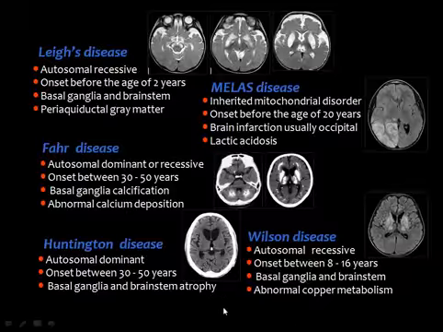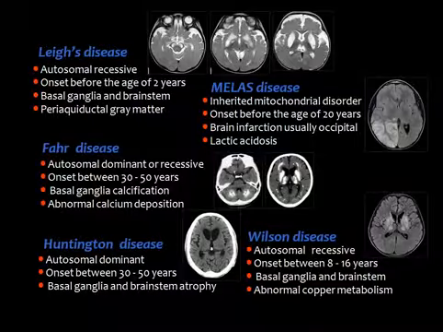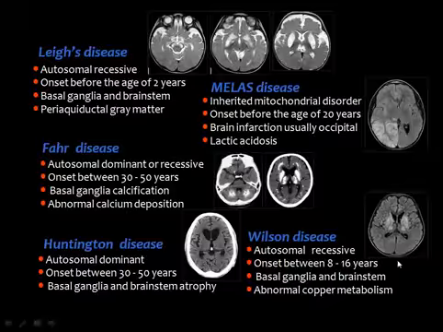Finally, the Wilson disease is an autosomal recessive disease of copper metabolism leading to abnormal deposition of copper in the tissues, and the onset is usually at the age of 8 to 16 years. There is deposition of copper in the brain tissue, mainly in the basal ganglia, particularly the lentiform nucleus and the brain stem, and this will appear on MRI as areas of low signal in the T1 and high signal on the T2 and the FLAIR weighted images.